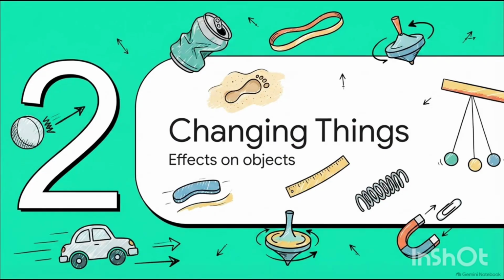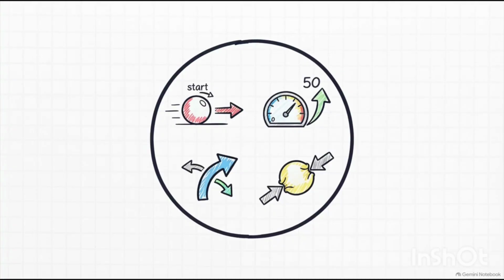Moving right along to Section 2, how forces change things. What actually happens out there in the real world when a force is applied? Well, it's not just about getting something from point A to point B. Forces actually do one of four specific things to an object. They can force a completely stationary object to start moving. They can change the speed of an object that's already in motion. They can alter the direction of that motion. Or, and this is super fascinating, they can literally change the physical shape and size of the object itself.